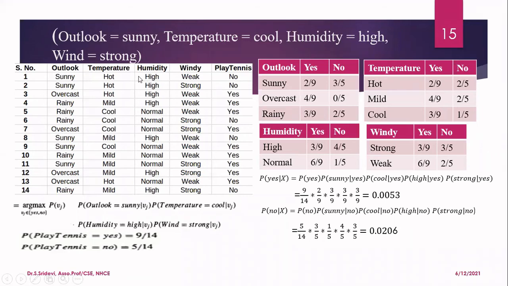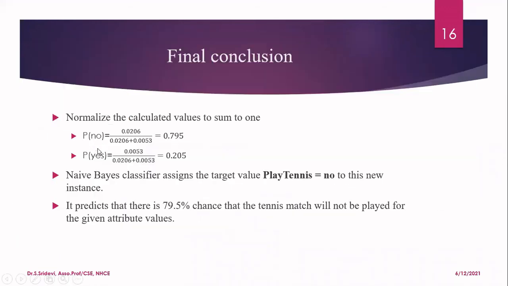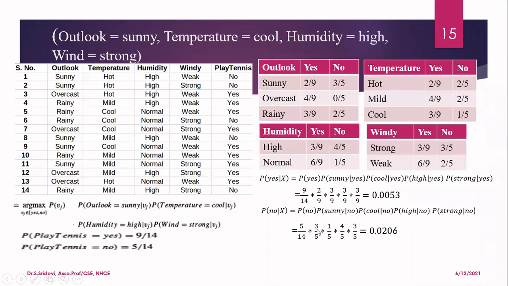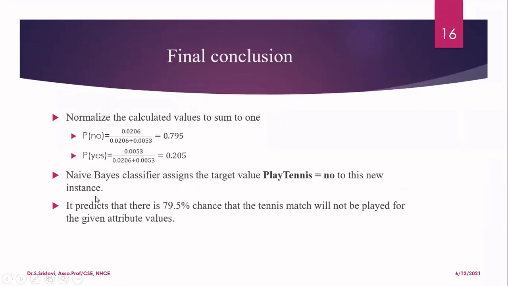Now you have to state your confidence. What is the percentage that you are saying he will not play tennis? For that, we need to normalize the values. So normalize the calculated values to sum to 1. Probability of no is nothing but take this value and divide it by the sum of these two. That I am doing in the next step. So probability of no is predicted as 79.5% and probability of yes is predicted as 20.5%. When you add both probabilities, you will get 1.